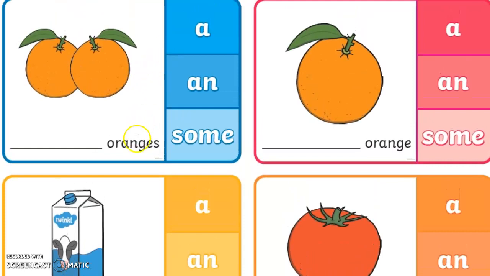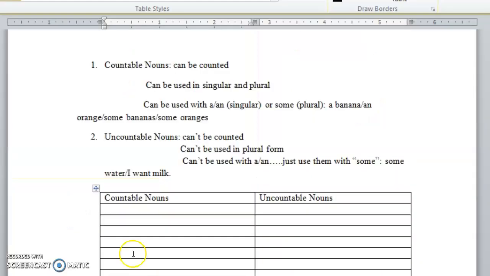We have oranges and we have orange with options a and some. Oranges is plural, and as we said, some goes with plural. Oranges can be counted, so oranges, it's a countable noun. We go to the table that you have on your copybooks and we write under countable some oranges.